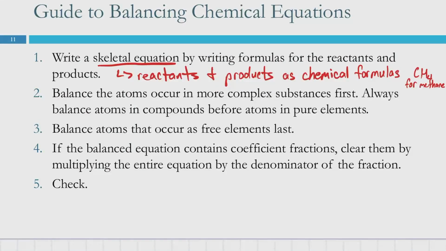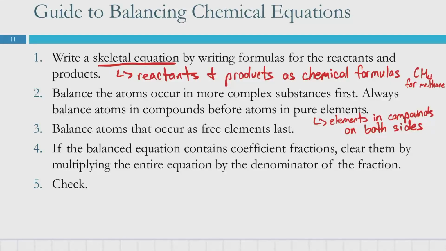Then we are going to start balancing things. So we want to balance the atoms, the element that occurs in more complex substances first. Elements in compounds on both sides. So if we've got a compound, a mix of multiple elements on both sides, and we've got an element that's in both of those, we want to balance those first, because when we change the coefficients, we're going to be changing the number of the other elements as well.